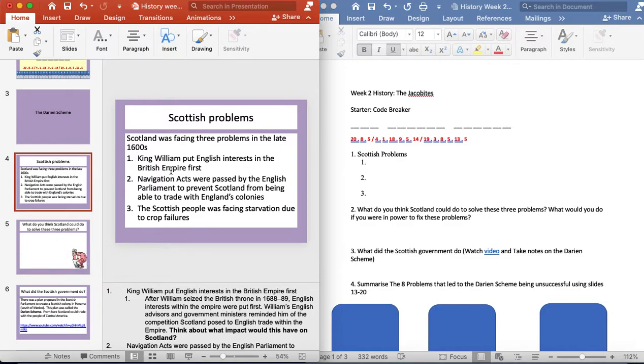With these problems, King William put the English interest before the British Empire, so he was looking out for England. The Navigation Acts were passed by English Parliament to prevent Scotland from being able to trade with English colonies. So basically Scotland wasn't able to reach out to where I come from in the States, because they were a colony, and only England was allowed to trade with them. So that was a problem. The Scottish people were facing starvation because crops were failing.